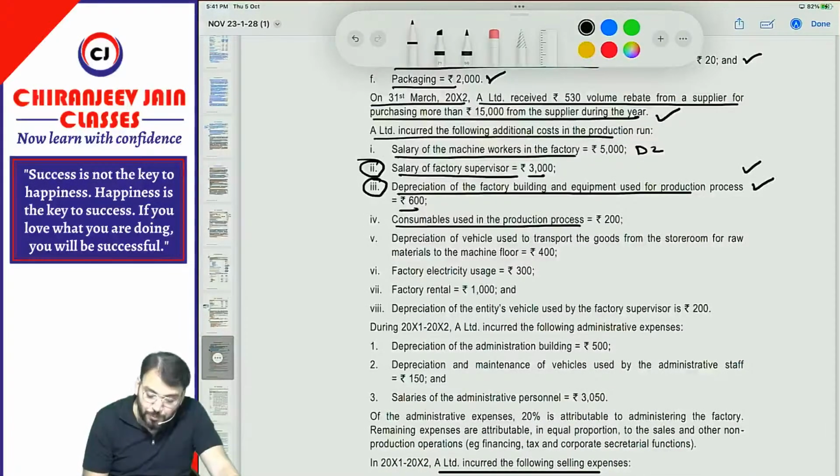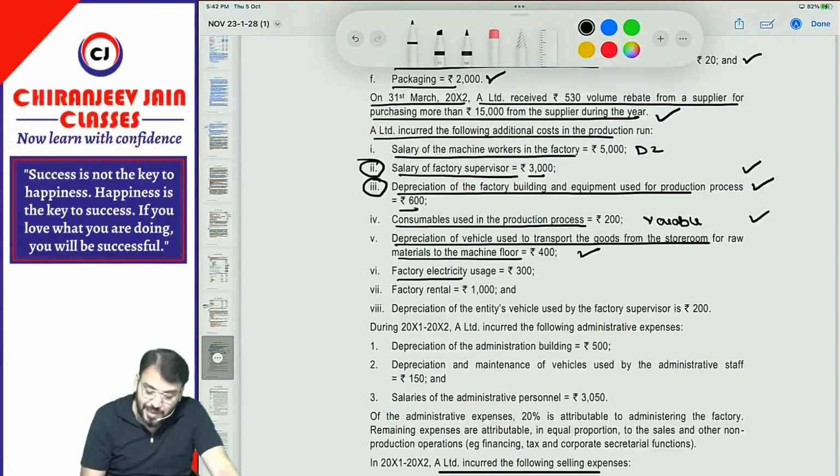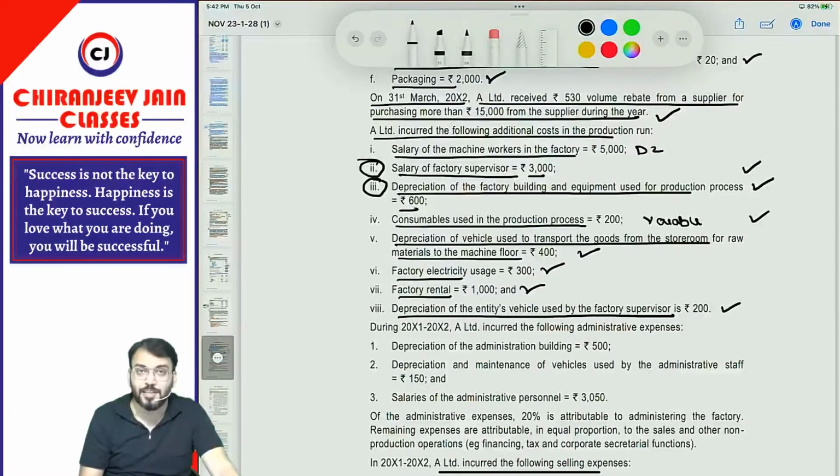Consumable used in the production process. Any consumable used in production, that will be also added. This is variable production overhead, but this will be also added. Depreciation of vehicle used to transfer the goods from storeroom for raw material to the machine floor, this will be also added. Factory electricity, factory rent, and depreciation of vehicle used by the factory supervisor will also be added. These are all production overhead.